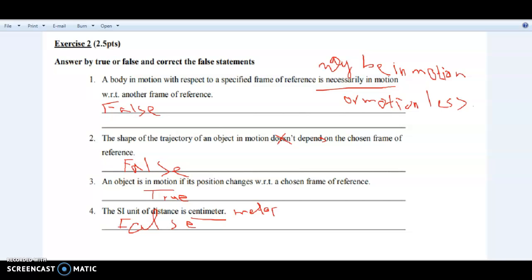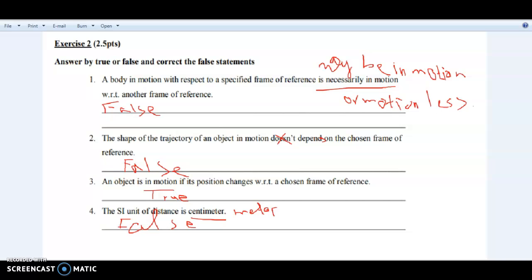For example, if I am now sitting, I am motionless with respect to the ground. However, the same object, which is me, is in motion with respect to the sun because I am on Earth and Earth is rotating around the sun. So the same object may be in motion with respect to one body but motionless with respect to another.